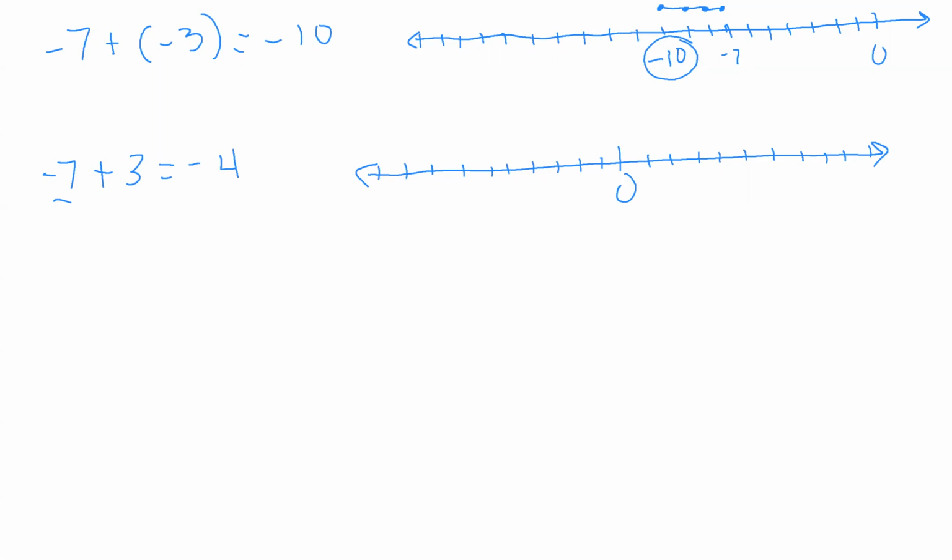All right, so I start at -7. So I go back 1, 2, 3, 4, 5, 6, -7. All right, but this time I want to add +3. So +3 would take me to the right. So starting right here, I would go over 1, 2, 3.